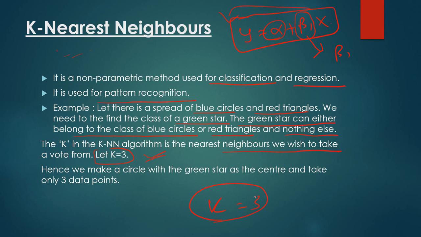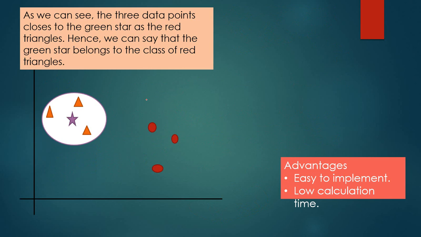So we're going to take the k nearest data points for the green star. Okay, so in the next slide we have this one. Here is the green star, and we're just taking the next 3 data points closest to it. The first 3 data points are this one, and as you can see, the 3 data points closest to the green star are the red triangles.